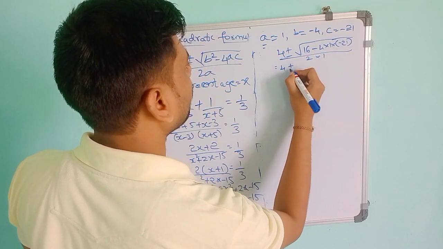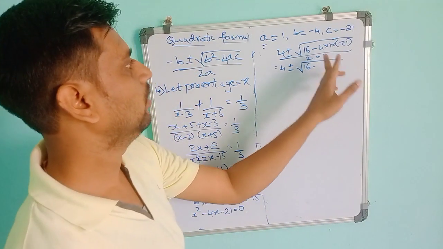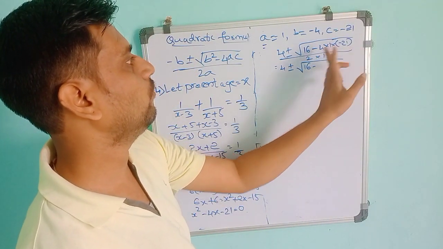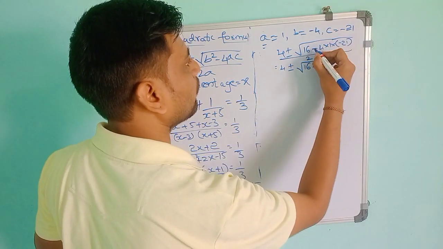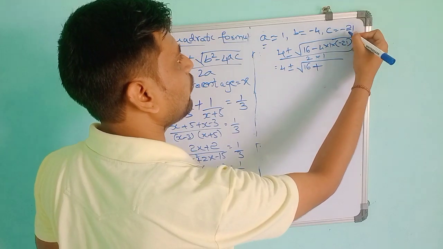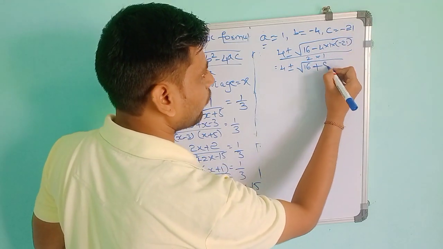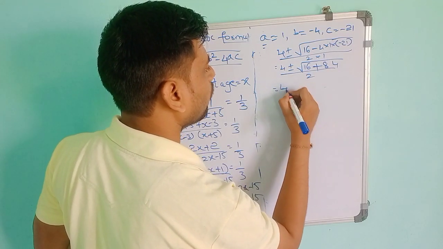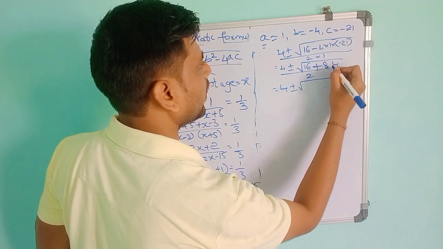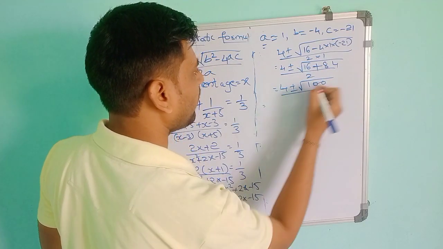Then 4 plus or minus root of 16 minus, this is 16, 4 into 21, 4 twenty-ones is 84. So minus into minus is plus, because c value is minus 21 and there is a minus already. So minus into minus is plus, 4 into 21 is 84. So 4 plus or minus root of 84 plus 16, which is 100, divided by 2. So root of 100 is nothing but 10.